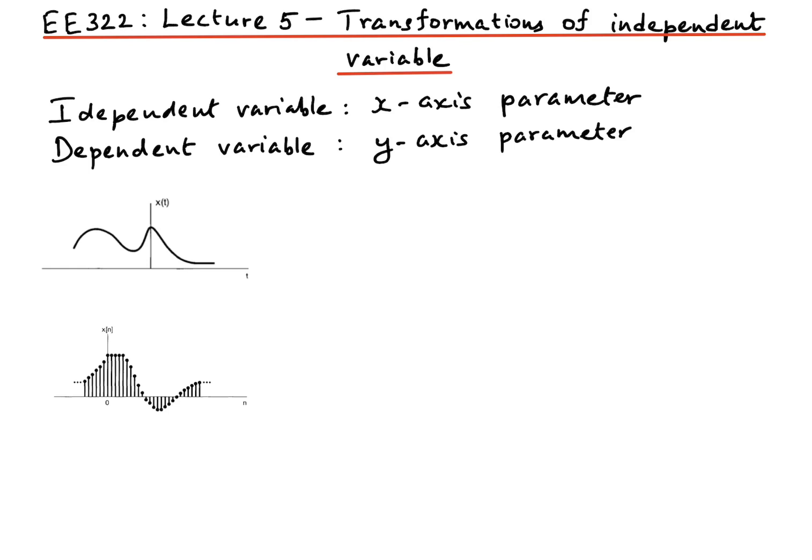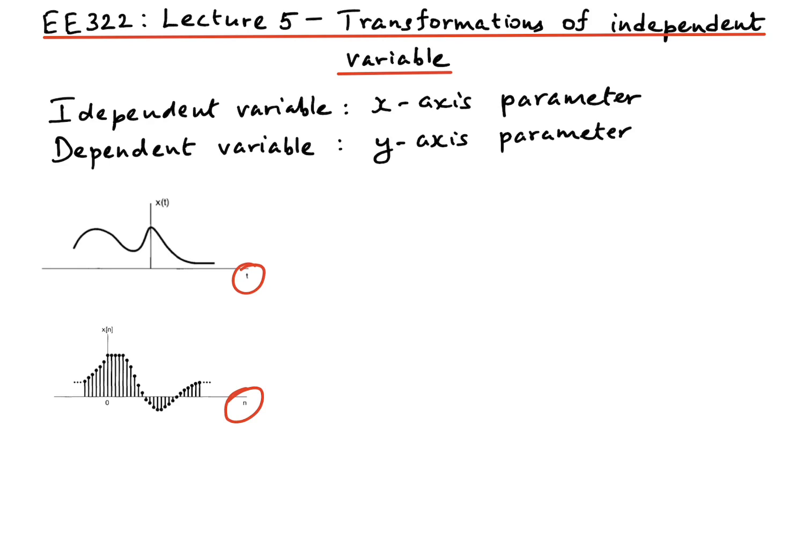So from these examples, here we have time as our independent variable, and here we have the index number n as our independent variable. So this t here, let me mark that. That t here is our independent variable, and the n here is our independent variable.